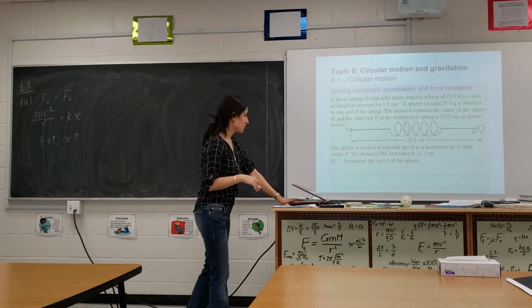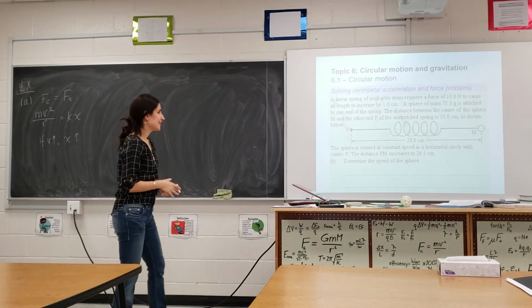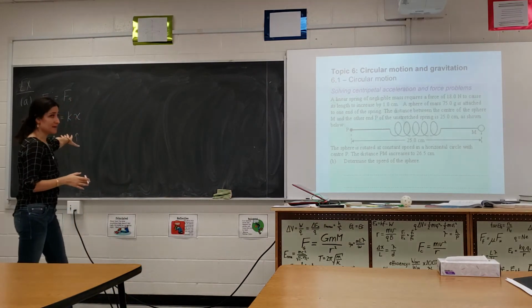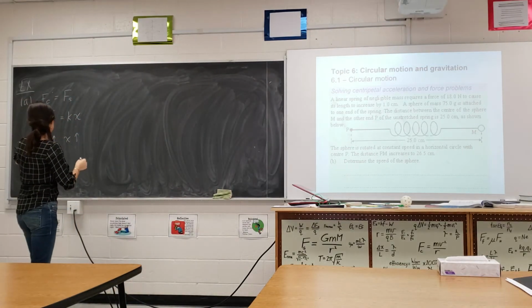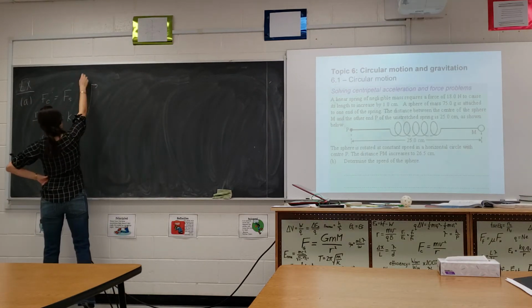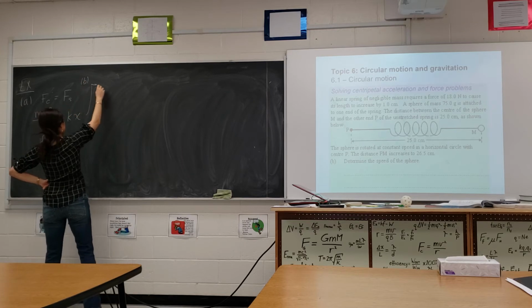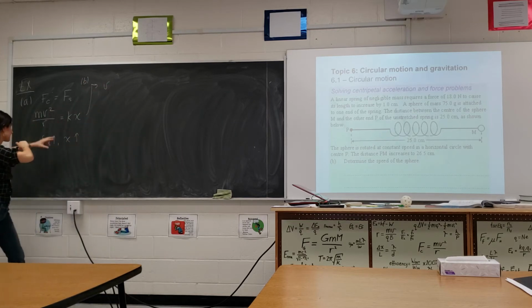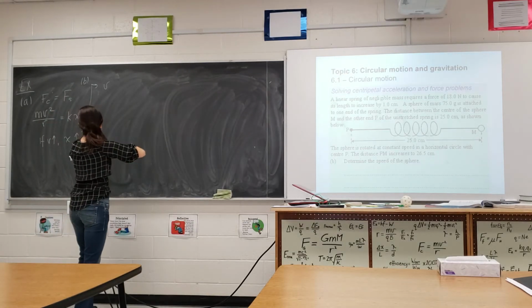All right, part B, determine the speed of the sphere. Well, I've already got this set up, so let's figure out how to determine the speed. So this is part B now. If I rearrange for speed, it's going to be the square root of kx times r divided by mass.